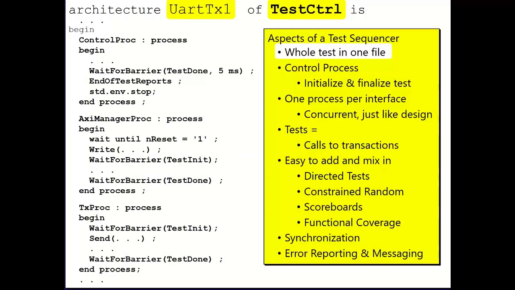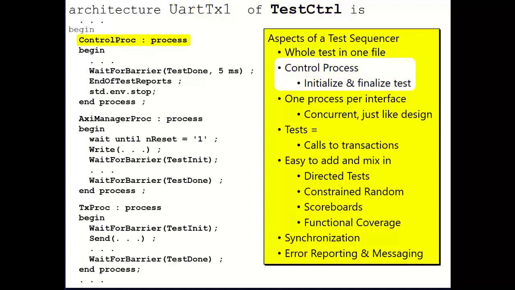Aspects of our test sequencer then. This is a little bit different test sequencer than the one we're looking at here. The whole test is in the file, so it's not like System Verilog where you're putting constraints out somewhere. You're putting the constraints generally in here, or at least some of them. We have a control process that's in charge of initialization and finalization of the test, meaning generate the reports when it's done. That's where it happens.